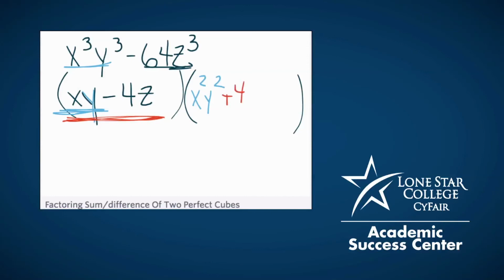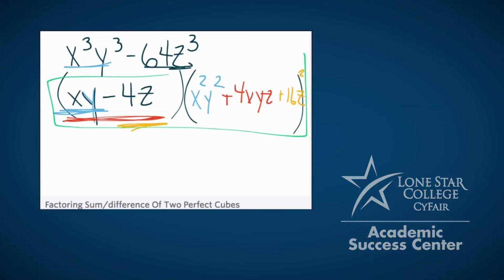So we have a 4xyz. And then we square the last term. Negative 4 squared is 16. And z squared is z squared. And this one is completely factored.